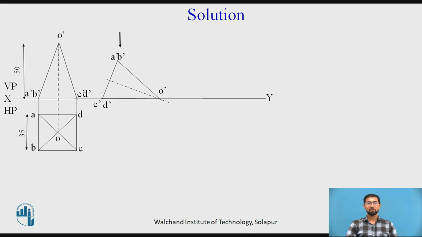Then the observer is always observing from the top, and we have to take the projectors from each and every point from the third view, and from the first view we have to take the projectors, and we mark on the same projector line: the A projector from the third view and the same projector from the first view. We mark the A1 point, then we mark B1, C1 and D1. So all these points we will mark first, then we mark the O1 point.